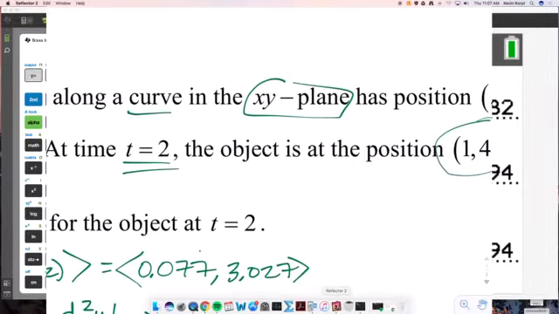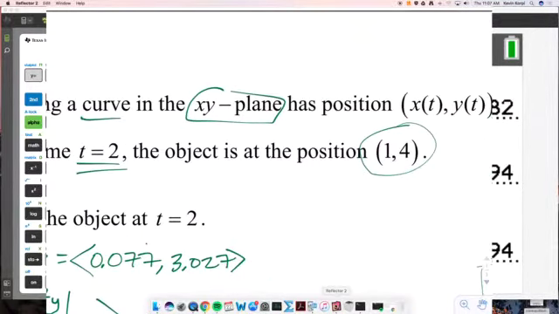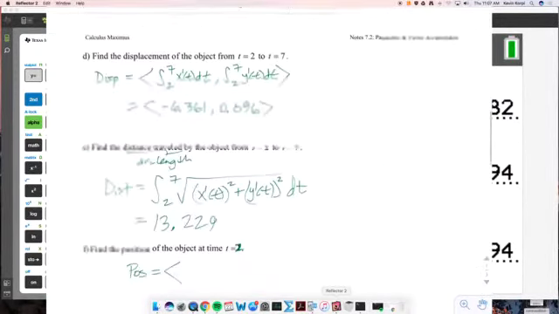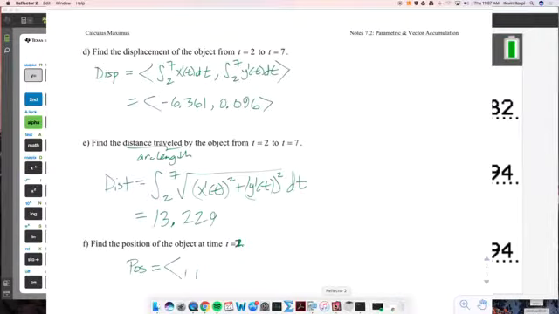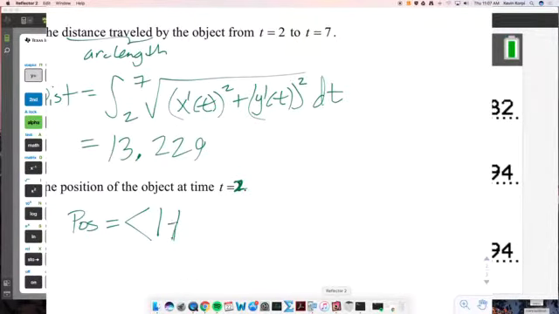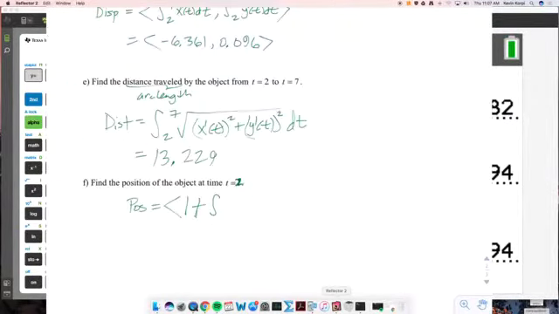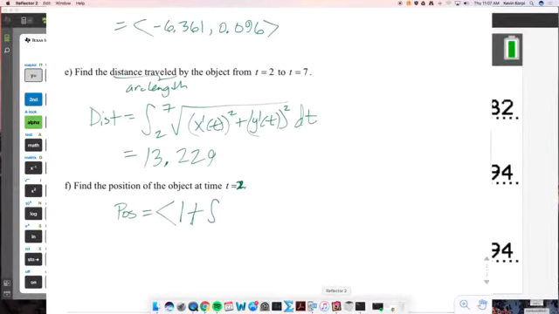This is referring back to the initial ordered pair. I just need to change the notes. So at t equals 2, what was the starting x value? 1. Okay, so that's what we want to do. So now it's going to be 1 plus, and then your displacement, which is going to be the integral from, hang on, my bad.